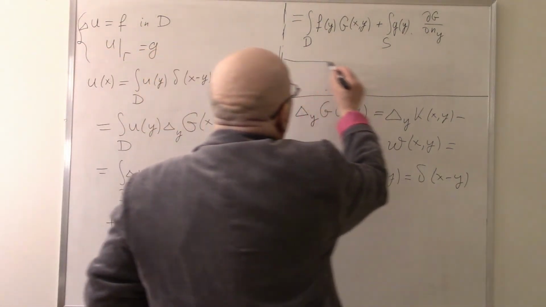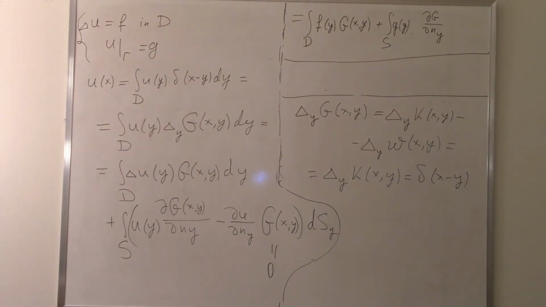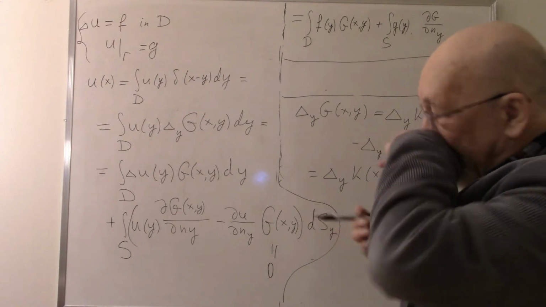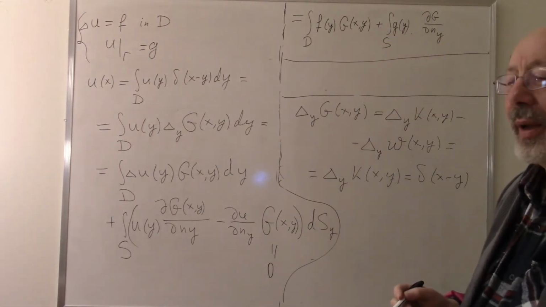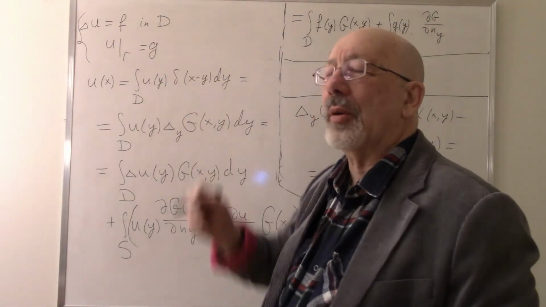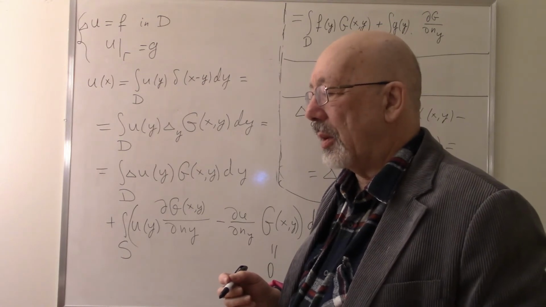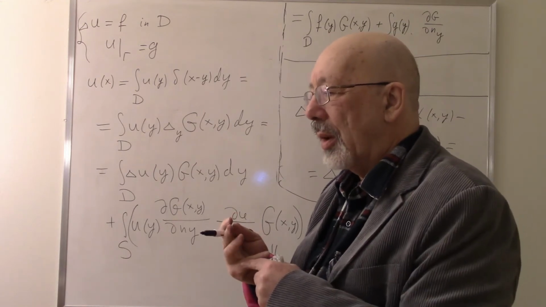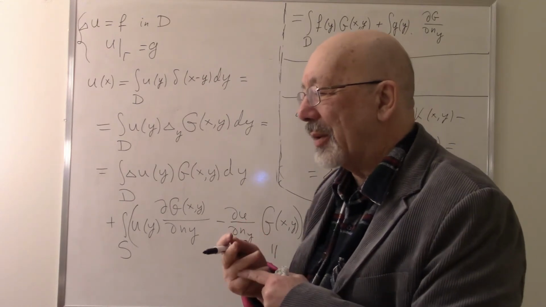So now we have an excellent formula. If only we had the Green's function, then we have both components of this formula, and the Dirichlet problem is solved. Yes? No. But here are two obstacles. One is very big, the other is also big, but not so big.